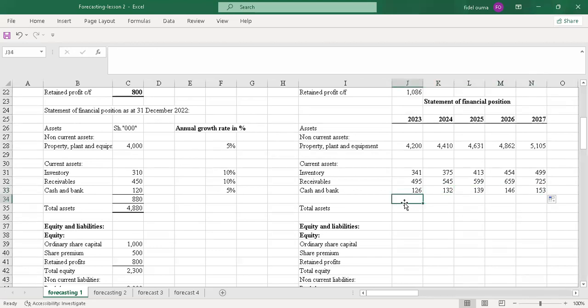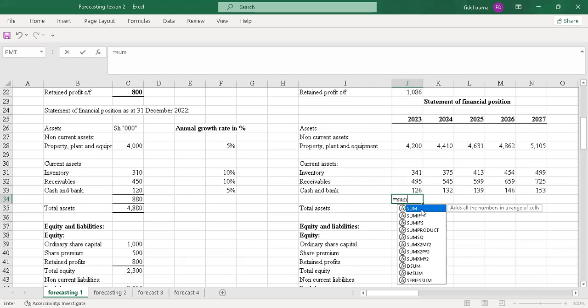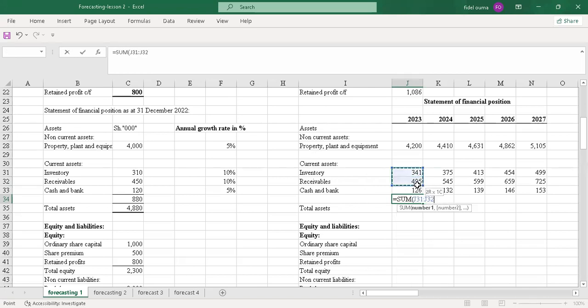So I'll add the current assets here and sum them here. Just follow this format. So I'll sum all this. Then I enter. Then I just drag. Then let me create a top border here.